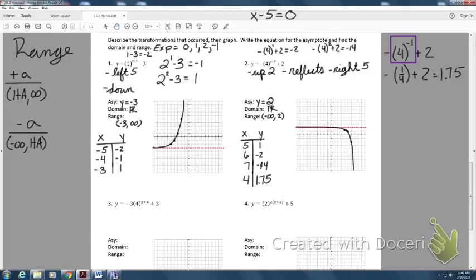So let's go down to the bottom. Let's go through 3. Are we going to be using calculators on a test or a quiz? Yeah, you'll be able to in here.